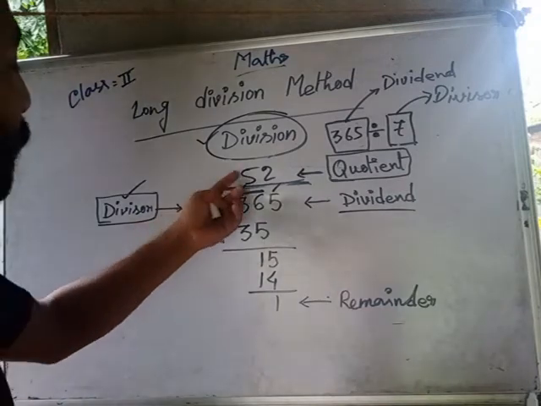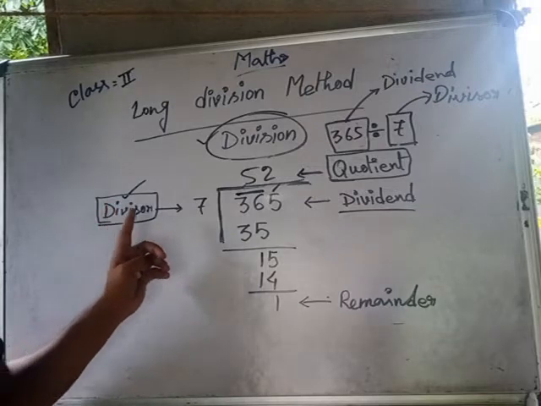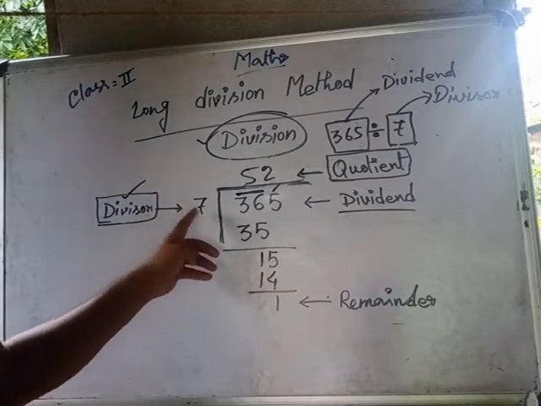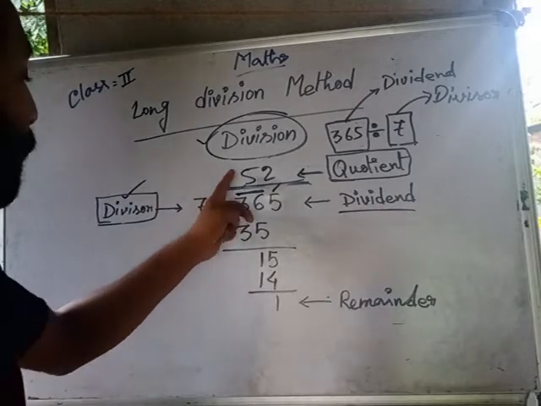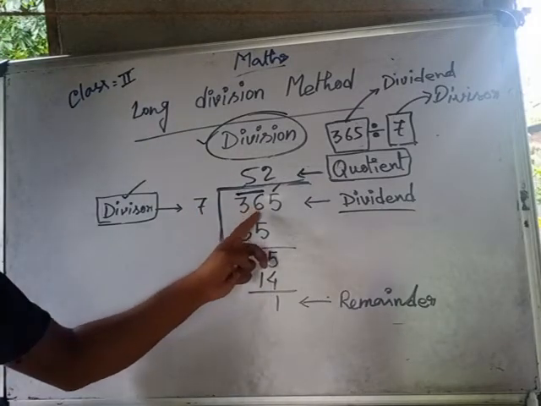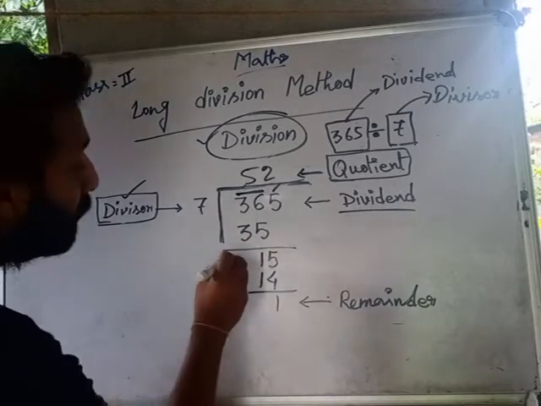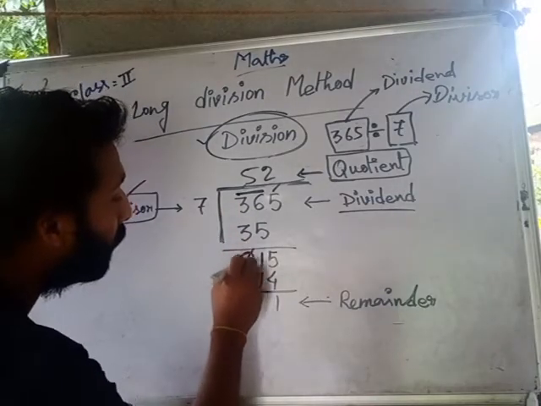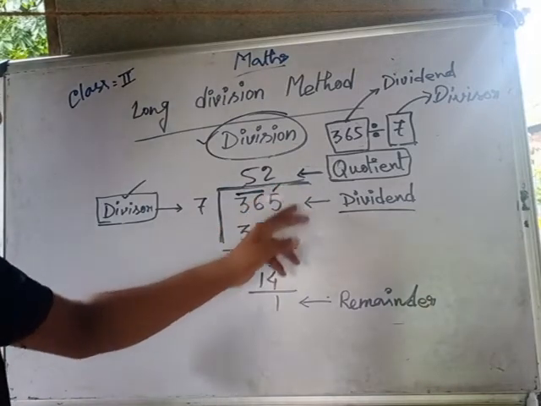So then I will count the table of 7 because 7 is the divisor. 7 will be right here as the divisor, so we should count the table of 7. 7 5s are 35. After that 6 minus 5 is 1. 3 minus 3 is 0. If 0 is at the extreme left, it is not necessary to write it here.